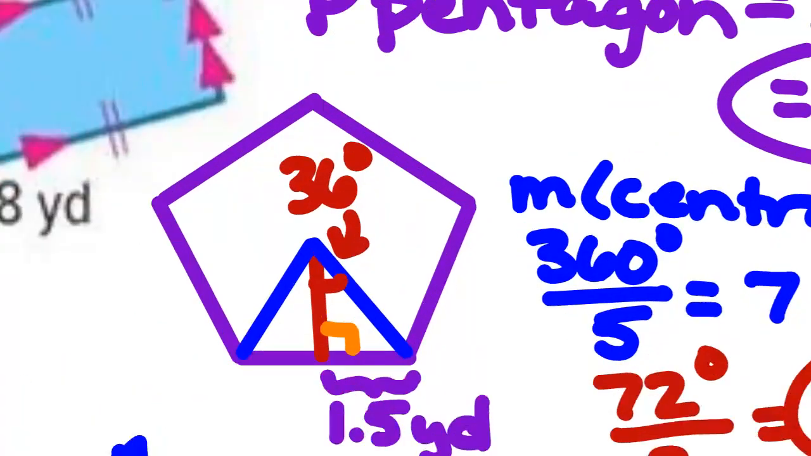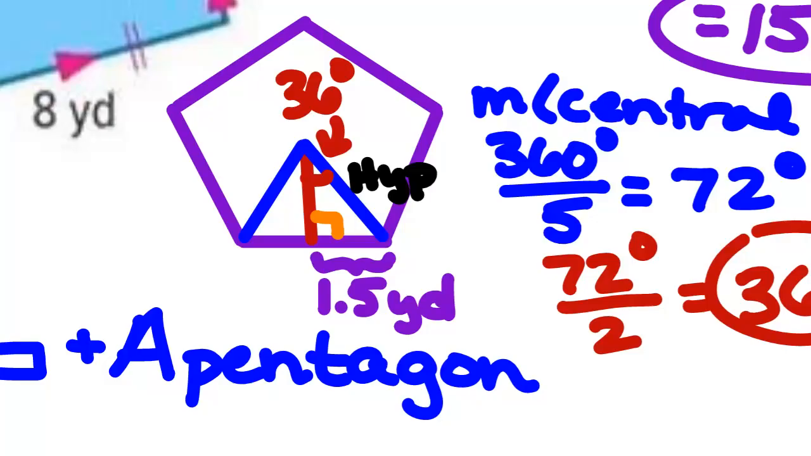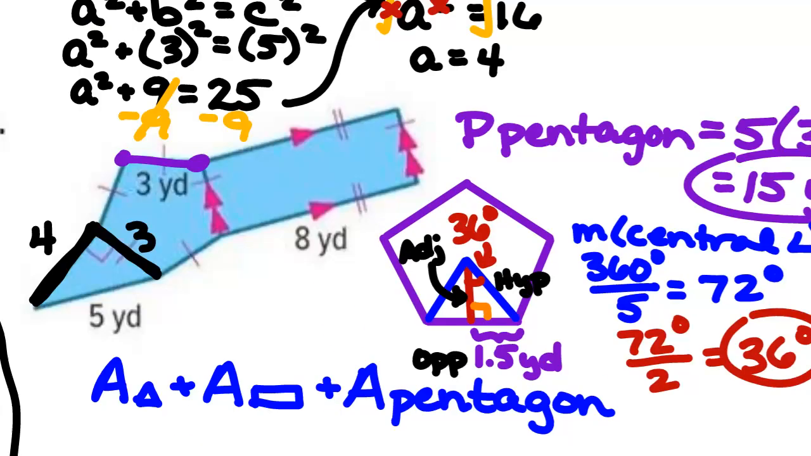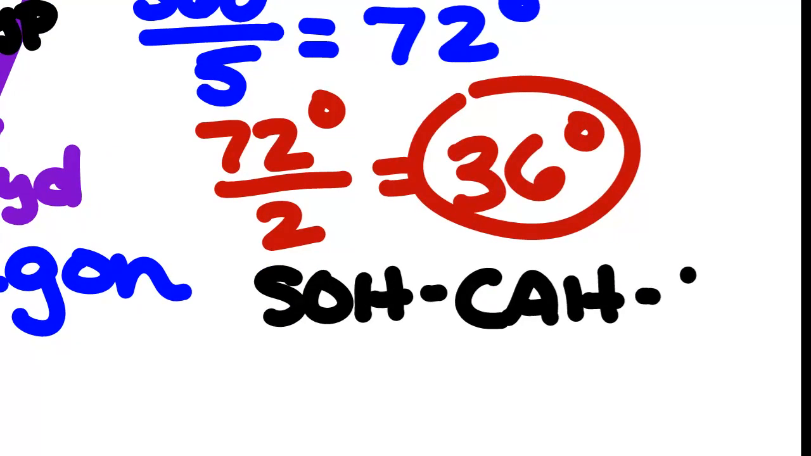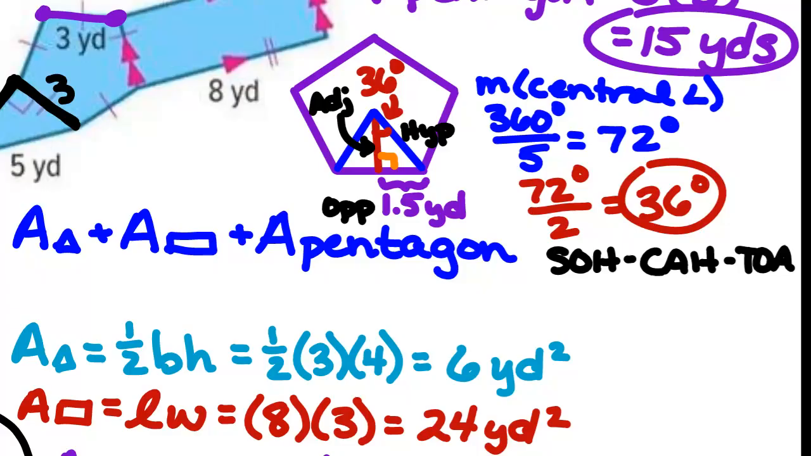Just like last time, we're going to label up our sides. The radius is the hypotenuse. The 1.5 yards is my opposite side. And the apothem here is the adjacent side. So, SOH CAH TOA. Which side do we not know and we don't care that we don't know? Hypotenuse. So no sine, no cosine. Has to be tangent again.